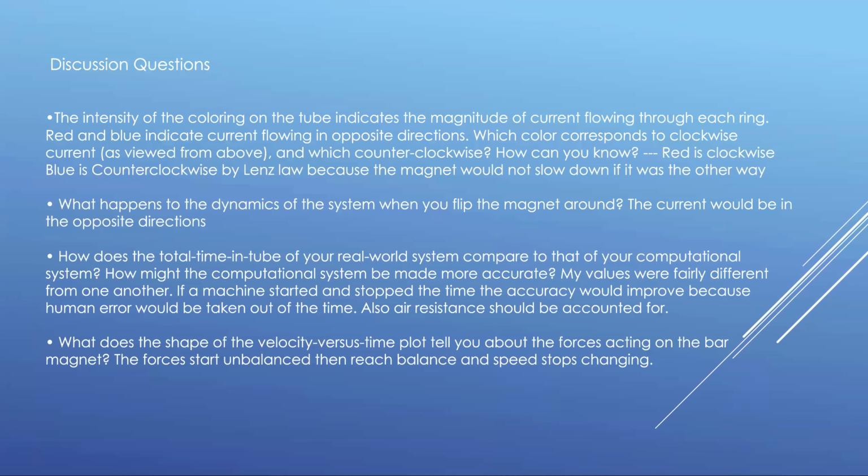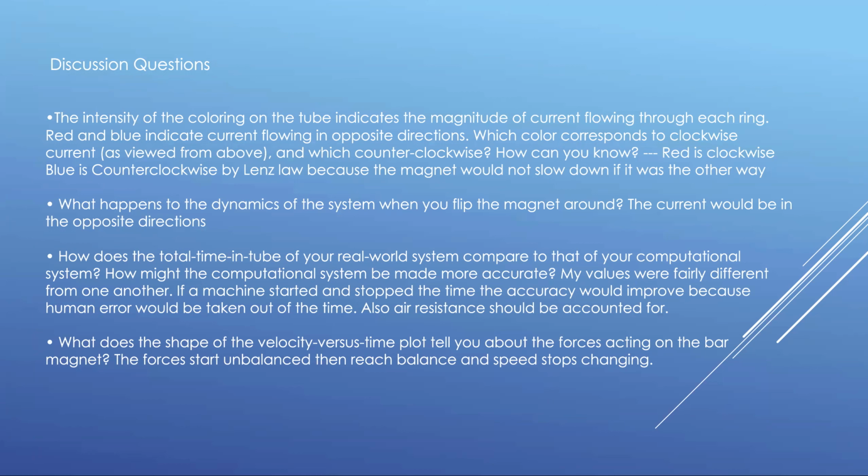Discussion questions. The intensity of the coloring in the tube indicates the magnitude of current flowing through each ring. Red and blue indicate current flowing in opposite directions. Which color corresponds to clockwise current, and which counterclockwise? Red is clockwise, but blue is counterclockwise by Lenz's law, because the magnet would not slow down if it was the other way.